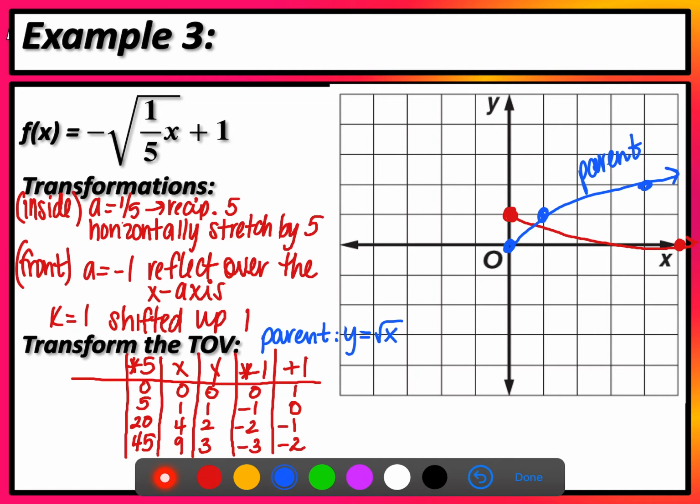Okay, so that was everything for day 1 of transformation. So this is really just looking from the parent to a new function and identifying what the transformations are. Okay, so you want to make sure that we can write out those transformations in words and that you can apply them to the table of values.